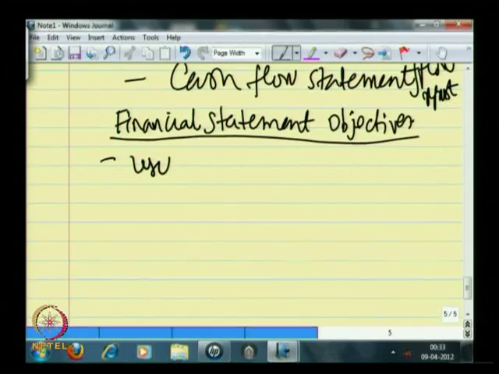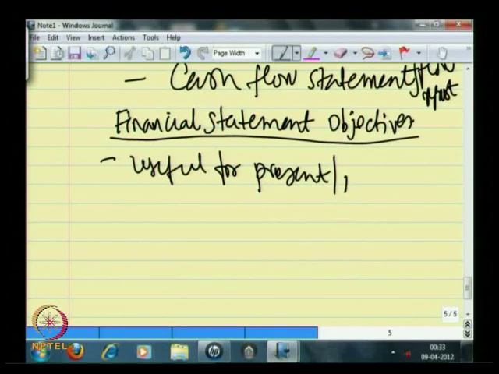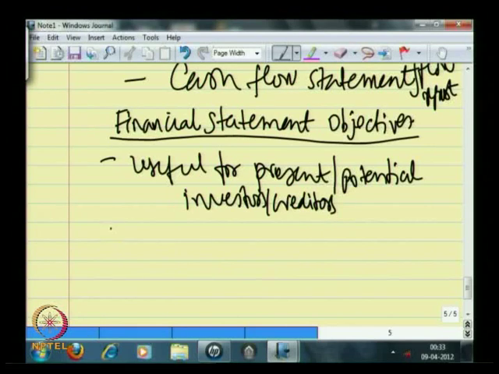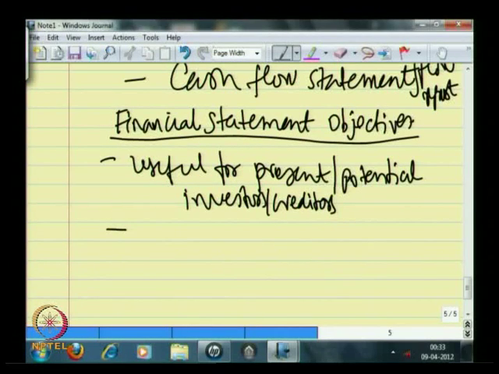So, it is useful for present as well as potential investors or creditors. Creditors meaning the banks that give you loans and all those. So, you need to create a financial statement, because these people need to understand what this financial statement is, as a result of which they can take proper decisions.